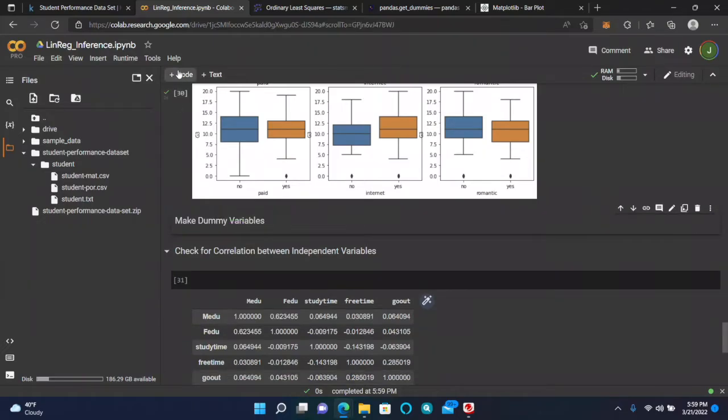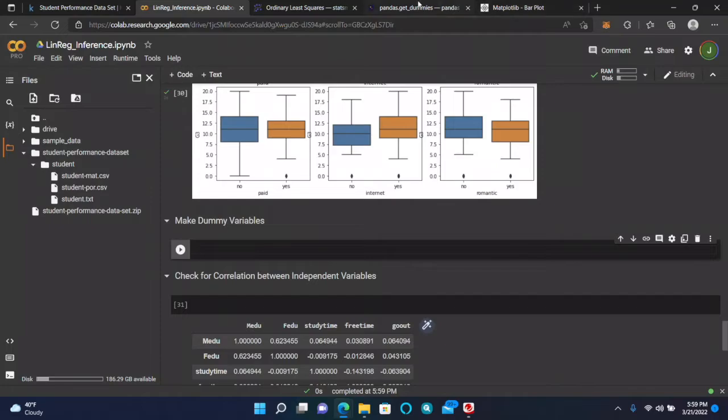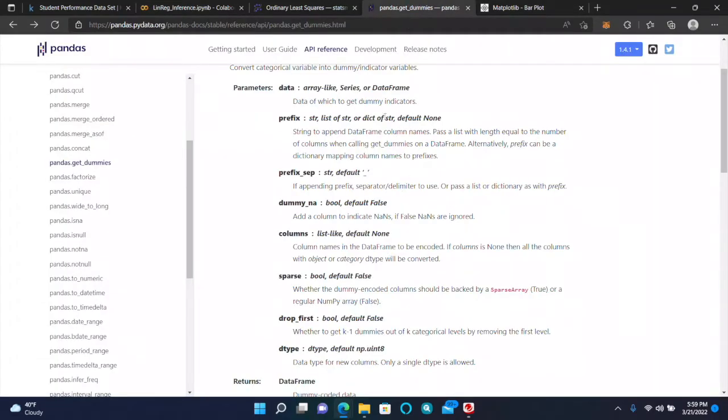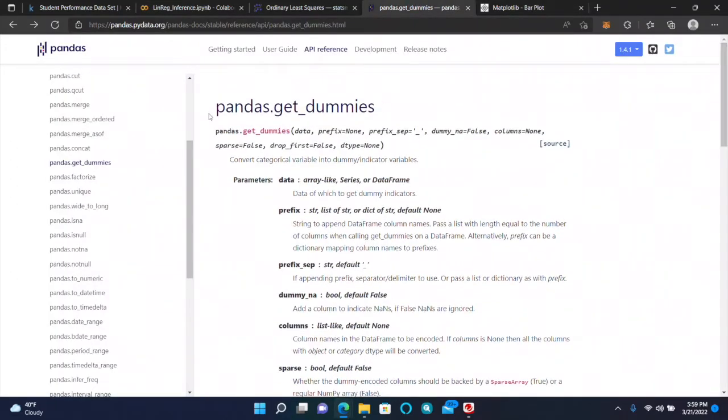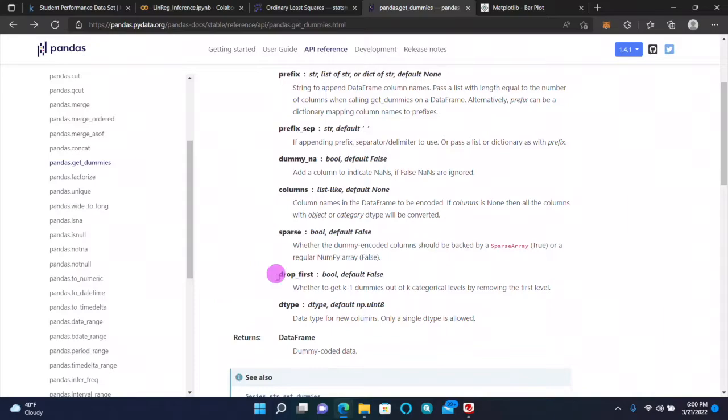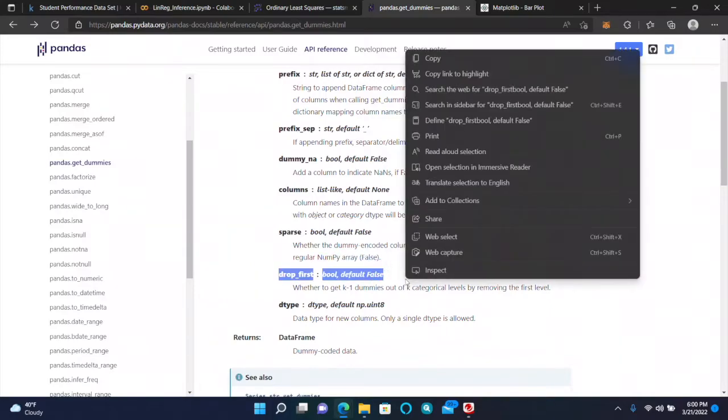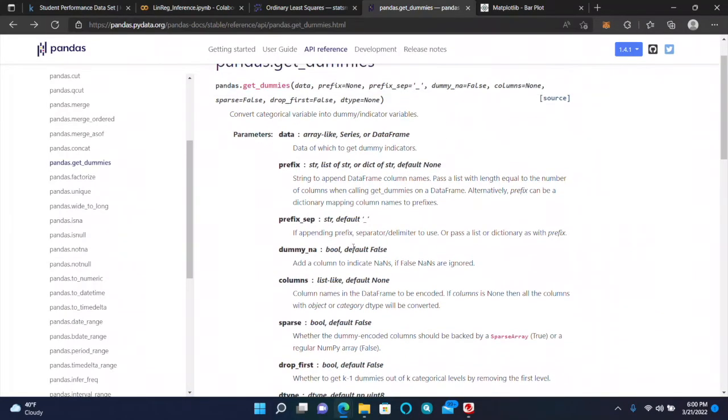So to make our dummy variables, what we're really doing is one-hot encoding, and we're going to use pandas.get_dummies. Okay. And when we do this, we want to do drop_first=True, because when you drop the first one, it's going to change all of our binary variables to zeros and ones.